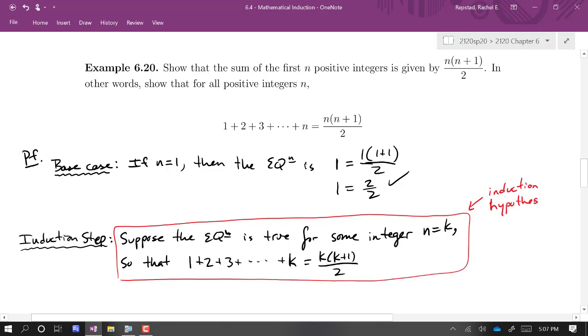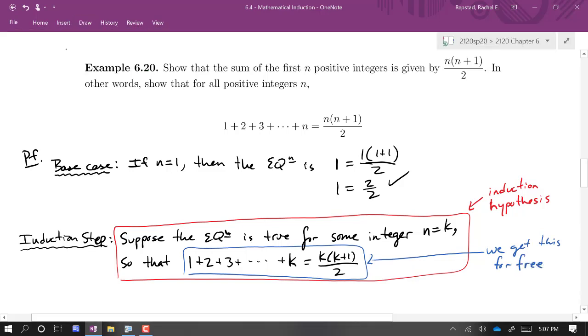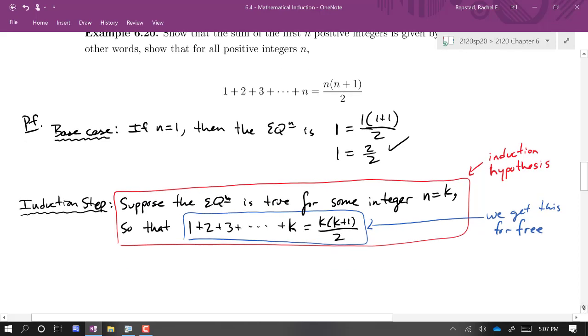And what's really important to understand is that this equation here, that's part of our induction hypothesis, we get this for free. We can use that whenever we like. So we've supposed that it's true for some integer n equal to k. Now we need to show that it's true when n is equal to k plus 1.